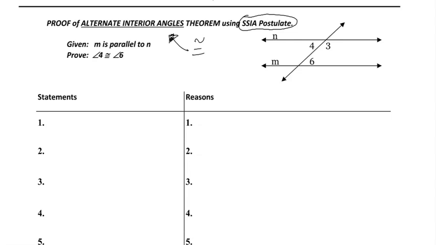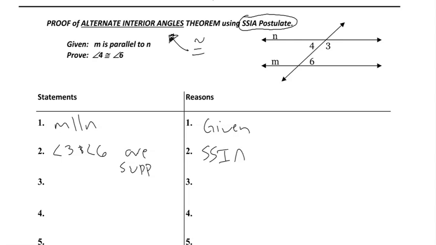So, given m is parallel to n, given. You have to state that before you can use any of the postulates or theorems. At this point now I can say angle 3 and angle 6 are supplementary. That's SSIA postulate. We said that we also knew angle 4 and angle 3 were supplementary.